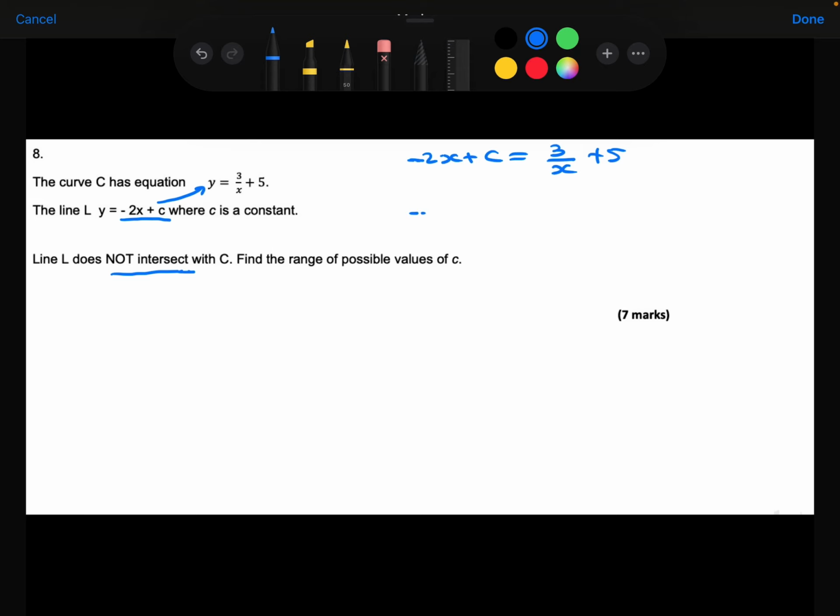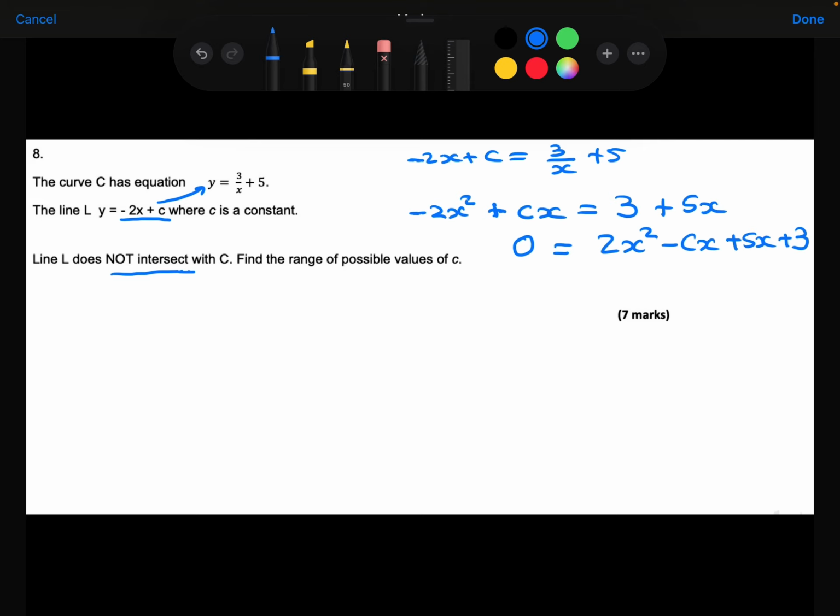So minus 2x times x is minus 2x squared. c times x is cx. The 3 over x times x is just 3. And the 5 times x is 5x. Right, let's add 2x squared to both sides. And let's subtract cx from both sides. And we've still got the 5x over here, and we've still got the plus 3 over here.